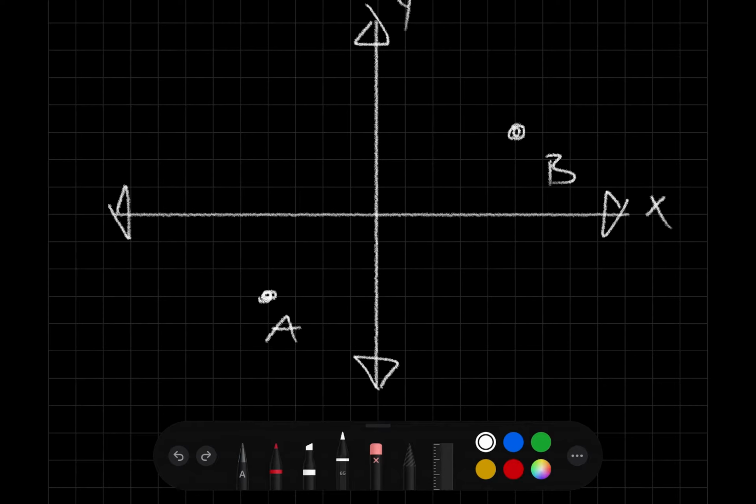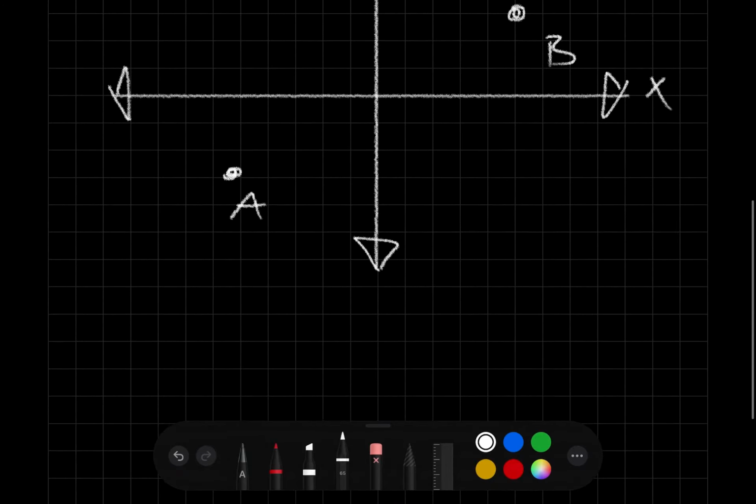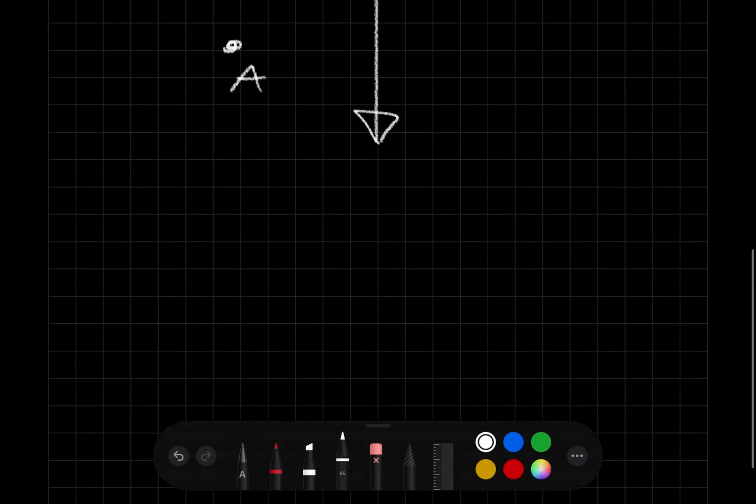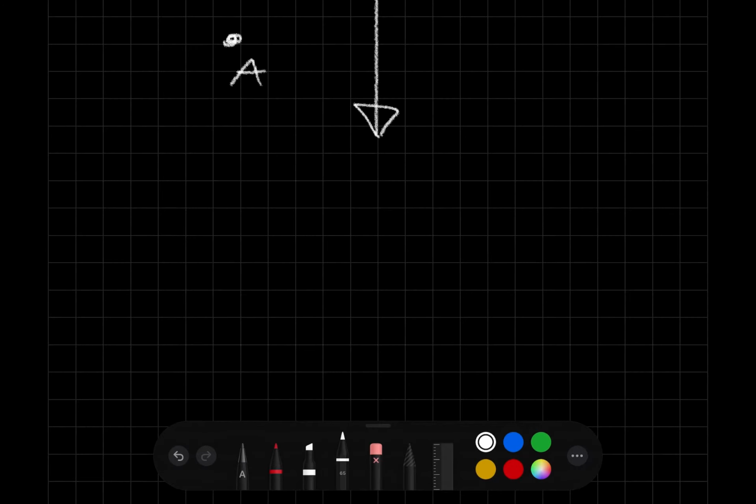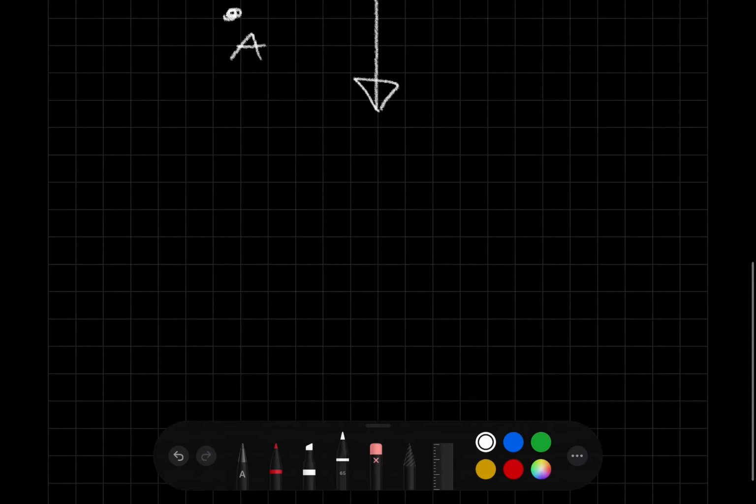You give up? Well, if you moved A or B, I could move A right up here. Now it's possible. But as long as A is below the x-axis and B is above the x-axis, if I draw any continuous line that connects those two, that line is going to touch the x-axis. So it turns out that's the intermediate value theorem.